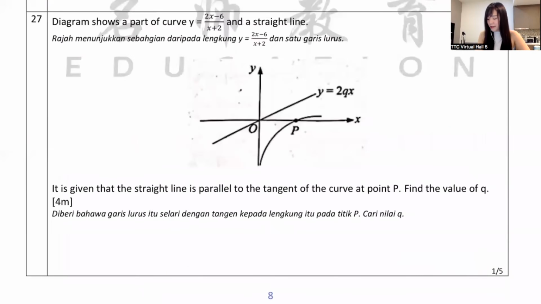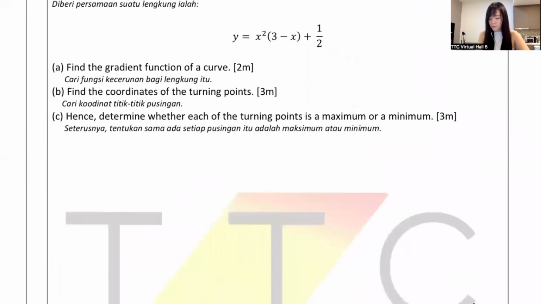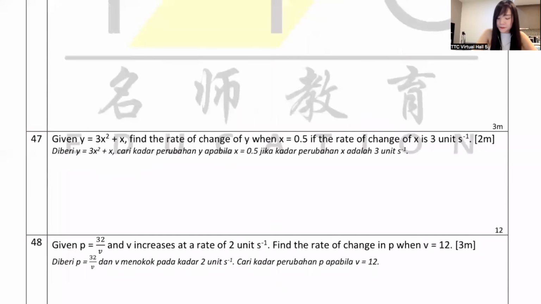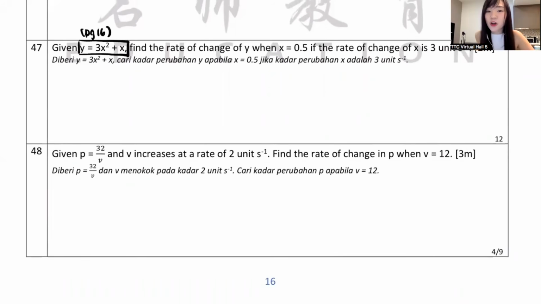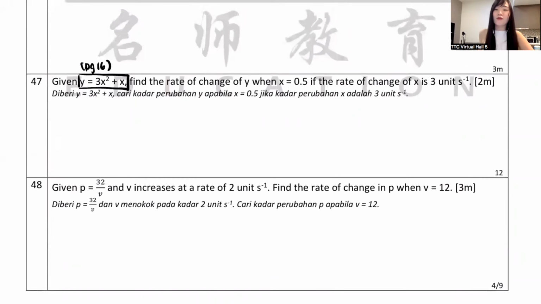So, if you already have the notes, can you flip to page 16. Page 16. Okay, I'm doing question 47. Let's start. They say, given that y equals 3x squared plus x. Find the rate of change of y when x is 0.5 if the rate of change of x is 3. I finished reading. So, can anyone tell me which one is the keyword?